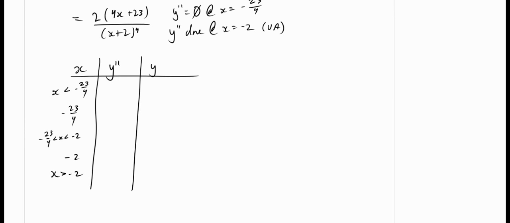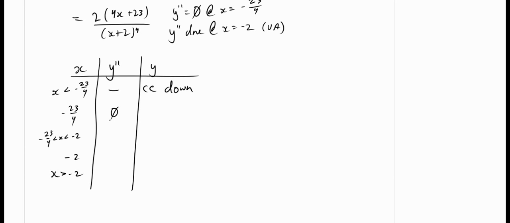And when I put negative 10 in, again, take a look. The bottom will always be positive. And negative 10 times 4, negative 40 plus 23, that's negative, times 2, that's still negative. So the second derivative is negative there. What does that tell me about the graph? For the first time, concave down. At negative 23 over 4, it's 0.